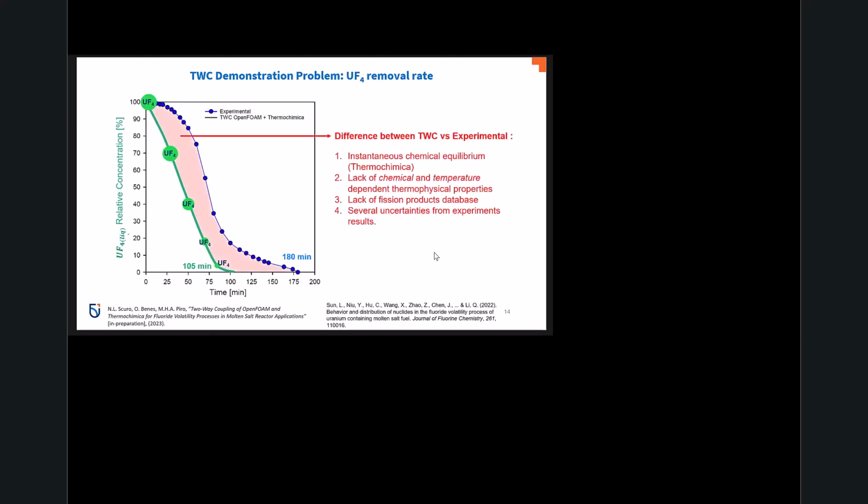Then I could compare the removal of UF4 along the time. The experiment took 3 hours to fluorinate all UF4 contents. And in green, you have my solution for my two-way coupling. And then in blue, you have the experimental answer. And the most differences here are due to the fact that I'm using equilibrium. I'm not assuming chemical kinetics. I have a lack of chemical and temperature-dependent thermophysical properties. I have a lack of fission products database because the experiment also used irradiated fuel salt. So way more chemical species was involved into that, and I had to simplify. And we always have uncertainties from the experimental side.